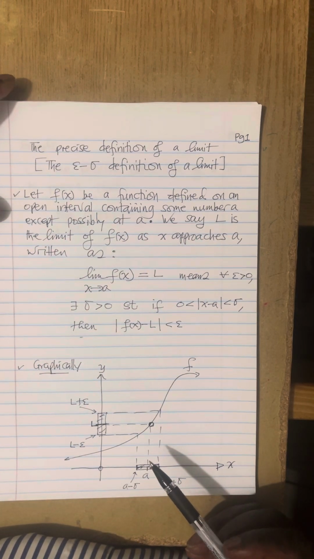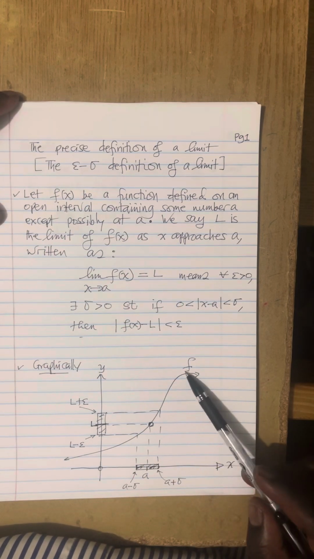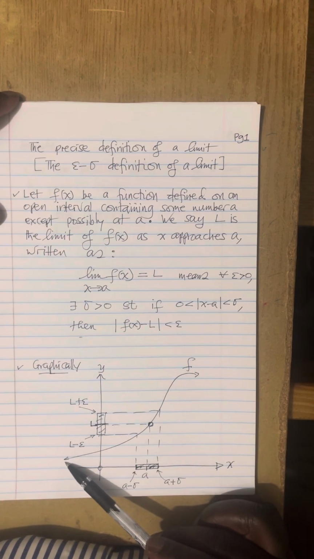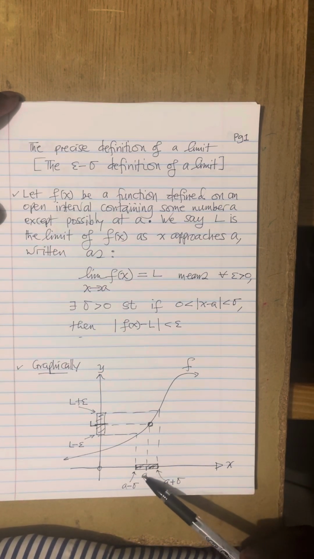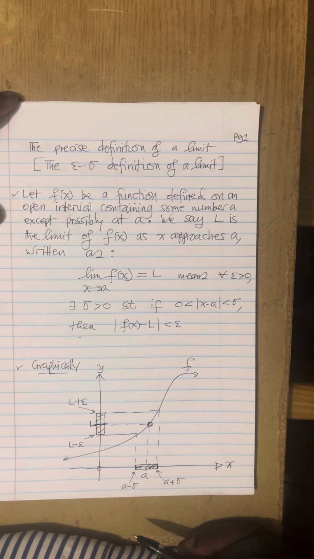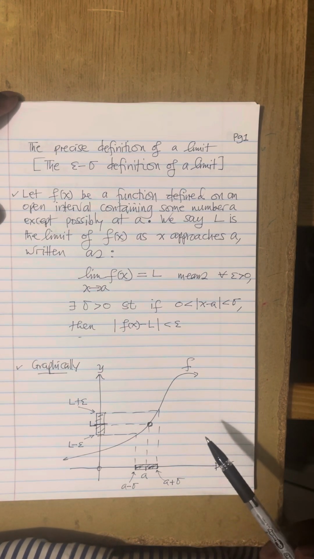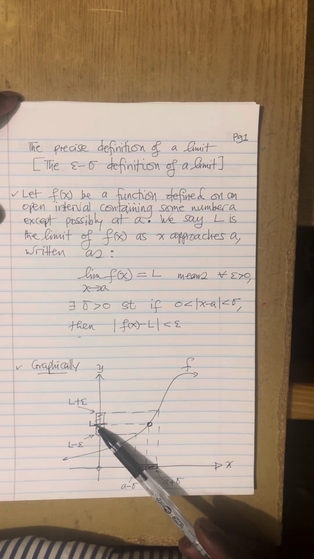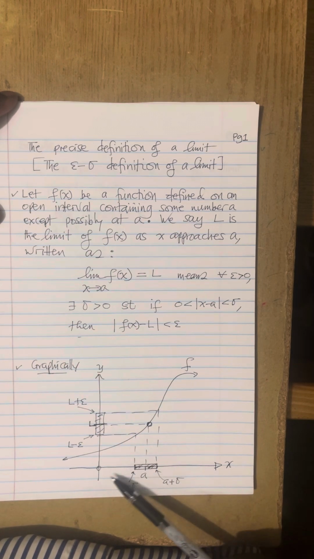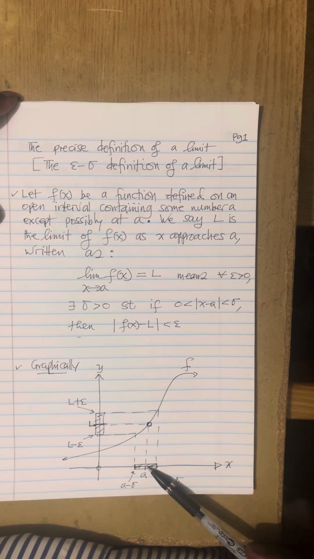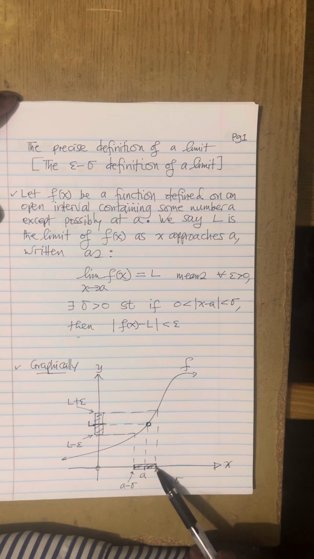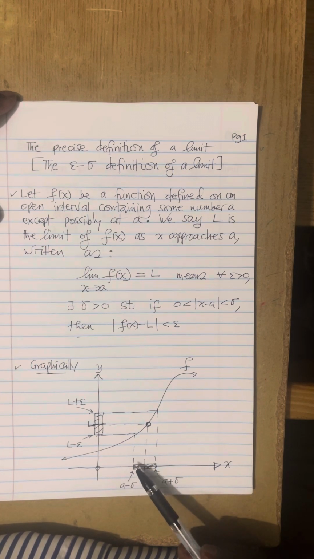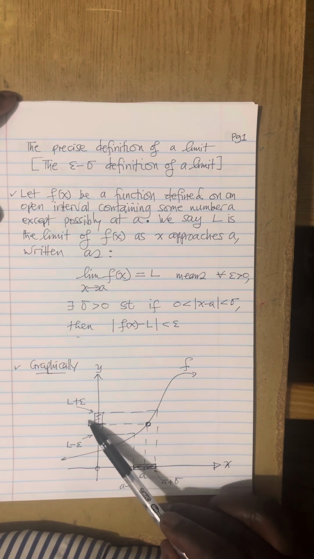So what does this mean then graphically? Suppose this is our function f, defined on some open interval containing some number a. So we say L is the limit as you approach a, either from left or from right, if we can find some number, very small delta, such that when you are within delta of a, you must be within epsilon of L.